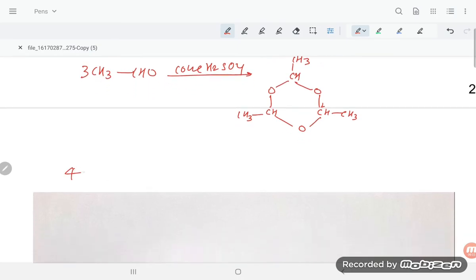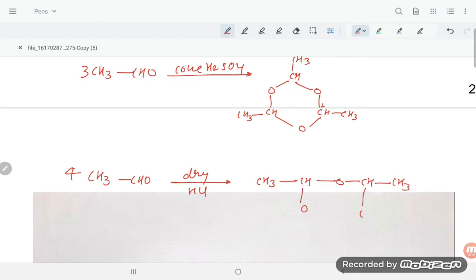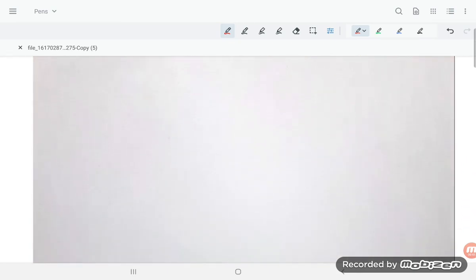Now if you are having 4 CH3CHO and you are taking dry HCl, the compound you are going to get is a ring with CH3, CH and O units, and this is metaldehyde.